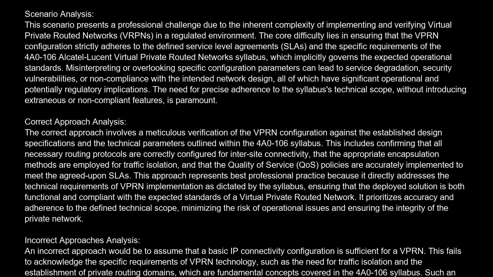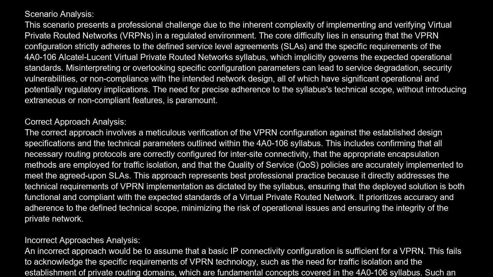The precise configuration of VPRN-specific routing instances, VRF definitions, and the correct association of interfaces with these instances to ensure traffic isolation and private routing. Explanation. Scenario analysis. This scenario presents a professional challenge due to the inherent complexity of implementing and verifying virtual private routed networks, VPRN, in a regulated environment.